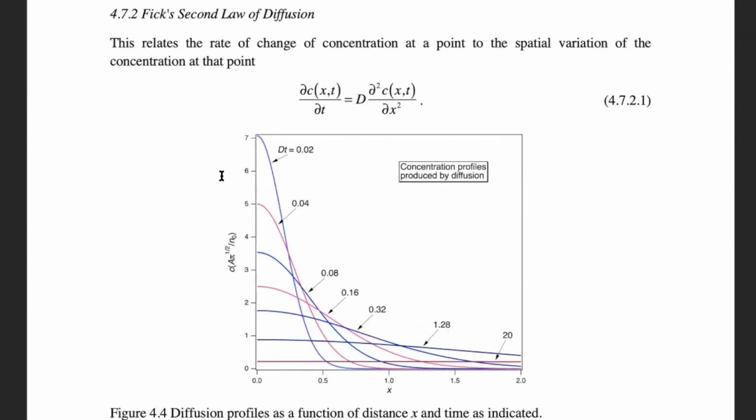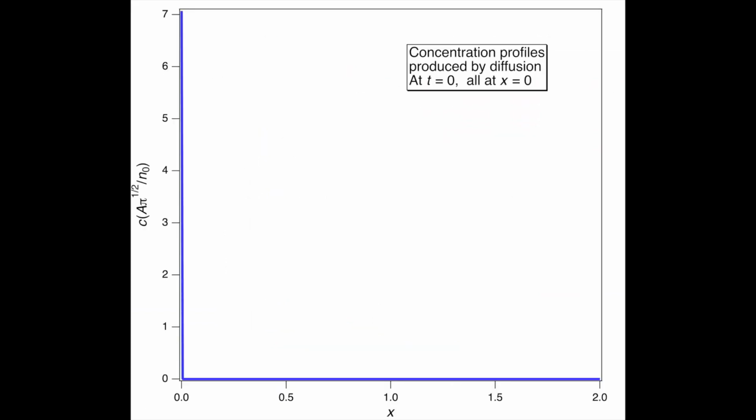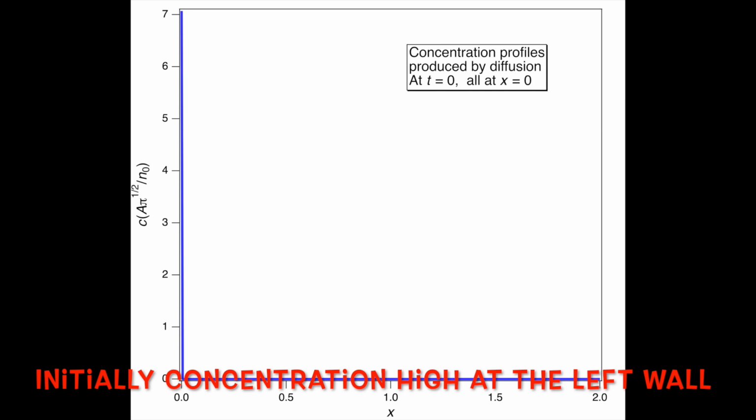How does diffusion change the concentration gradient? How does the concentration gradient change as a function of space and time? And that's given by Fick's second law. So imagine we have a system at time t equals 0 where we put all the molecules on the wall of the container, right? Initially at t equals 0, everything is at x equals 0 on the wall of the container.